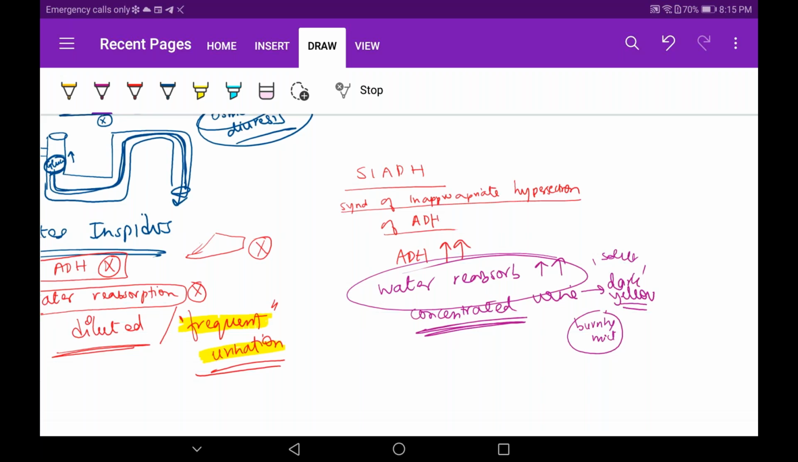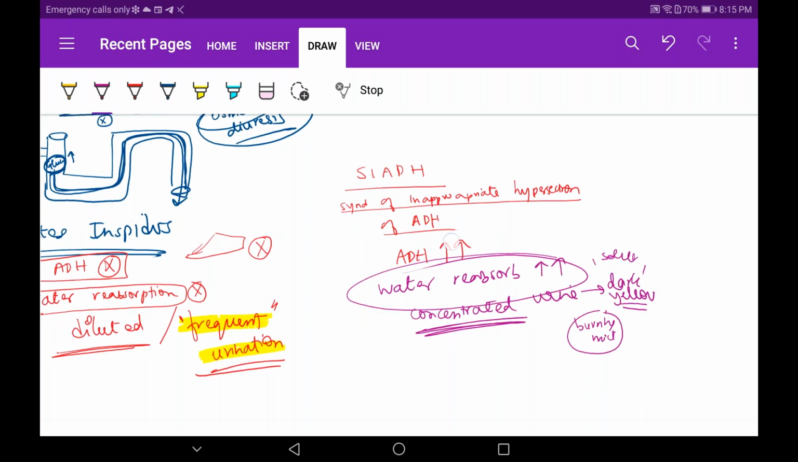Glucose will not get reabsorbed completely, so it will appear in the urine. That's why sometimes we do a urine test for people who are diabetic, and we will see that there is glucose present in the urine also. It means that person has a lot of sugar in his body, right? So these are the three clinical aspects.